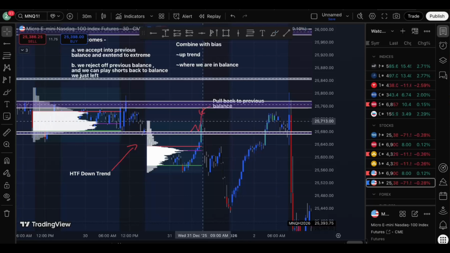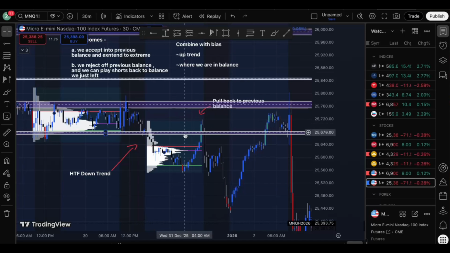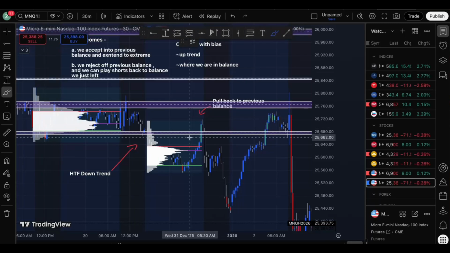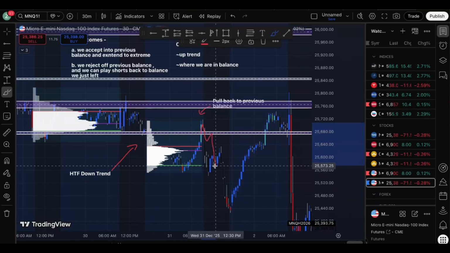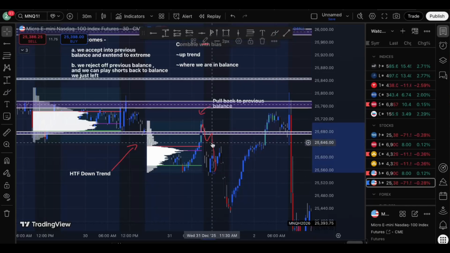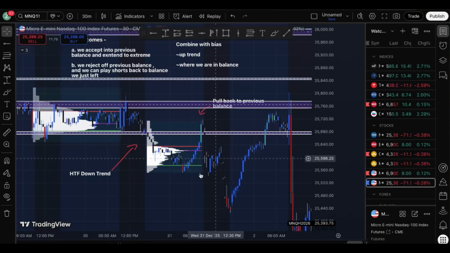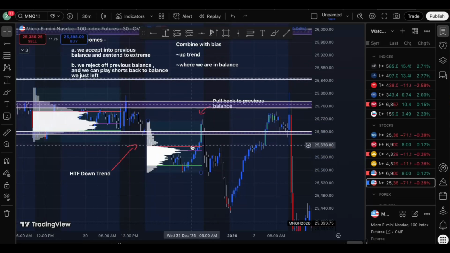Okay? Option B is we reject off previous balance and we could play shorts back into the balance we just left. So, like what just happened, failed auction, we come back, we'd want to play pullback, play this down to the low, volume low, play this down to overnight low, etc. Those were the two outcomes, and the outcome that played out was option B. So you would obviously be watching flow while this is happening.